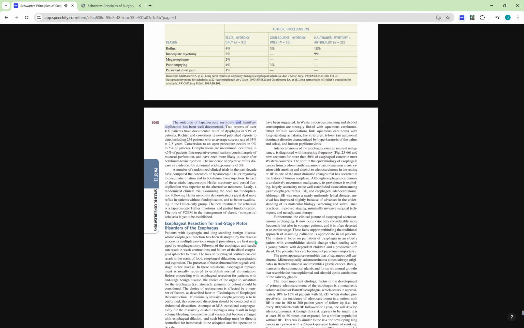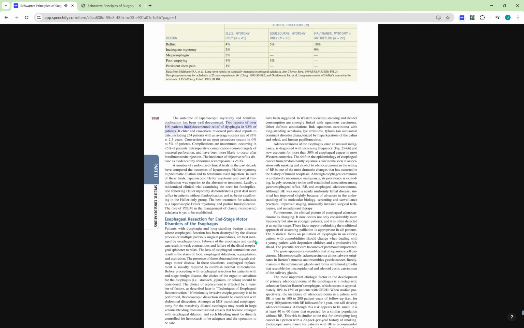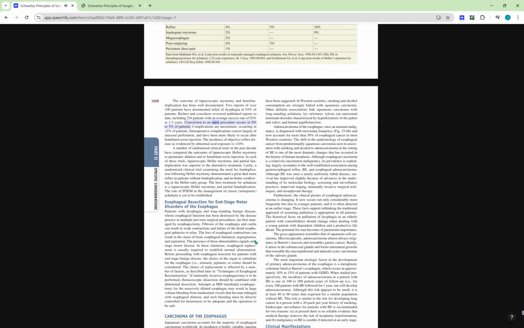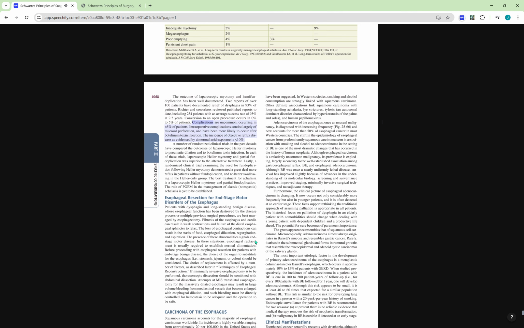The outcome of laparoscopic myotomy and hemifundoplication has been well documented. Two reports of over 100 patients have documented relief of dysphagia in 93% of patients. Richter and co-workers reviewed published reports to date, including 254 patients with an average success rate of 93% at 2.5 years. Conversion to an open procedure occurs in 2% of patients. Complications are uncommon, occurring in 1% of patients. Intraoperative complications consist largely of mucosal perforation and have been more likely to occur after botulinum toxin injection. The incidence of objective reflux disease, as evidenced by abnormal acid exposure, is less than 10%.